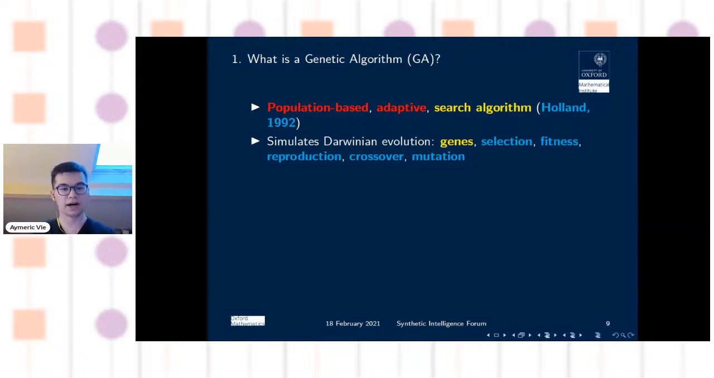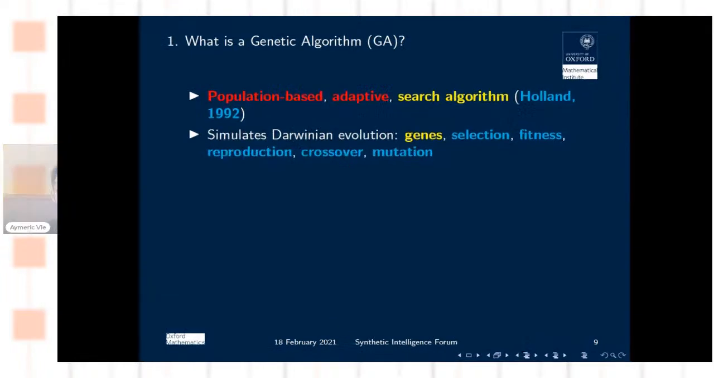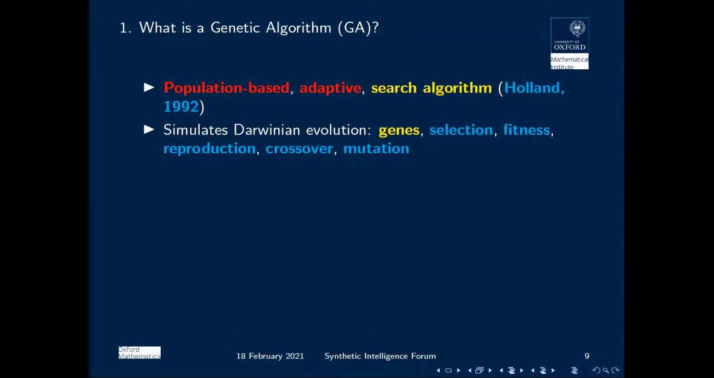So by simulating this Darwinian evolution with the hidden belief that if evolution created all life on Earth and our intelligence and our brains and everything that we know, it must be a powerful mechanism, and there is a way to harness the power of this evolution mechanism into our algorithms to have a new, different search method.